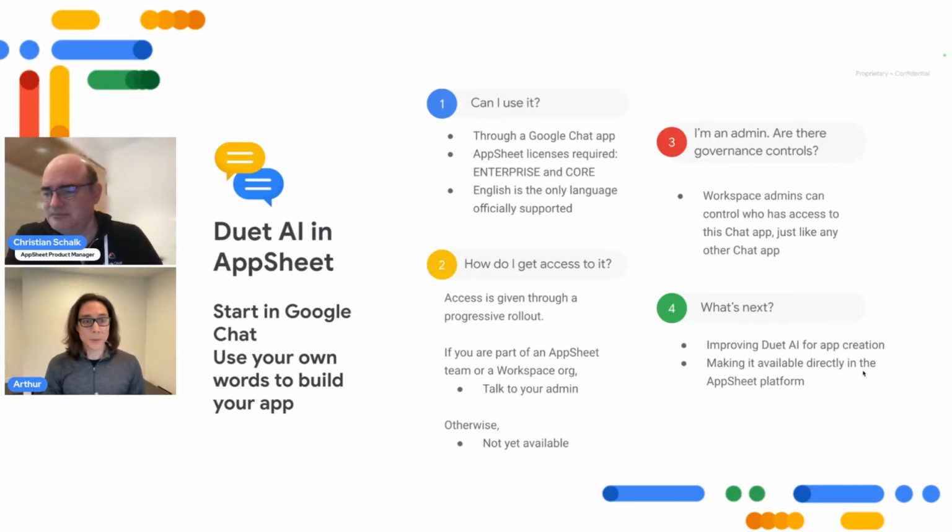Well, first, from a technical perspective, you need to be able to access a Google Chat app, right? If you don't have access to Google Chat in general, you're not going to be able to use it at this point in time. So that may limit who can use it. Then in terms of licensing, we do require that you have Core licenses or above at this point in time. We do plan to have it enabled for all paying customers, but right now it's focused on Core and above.